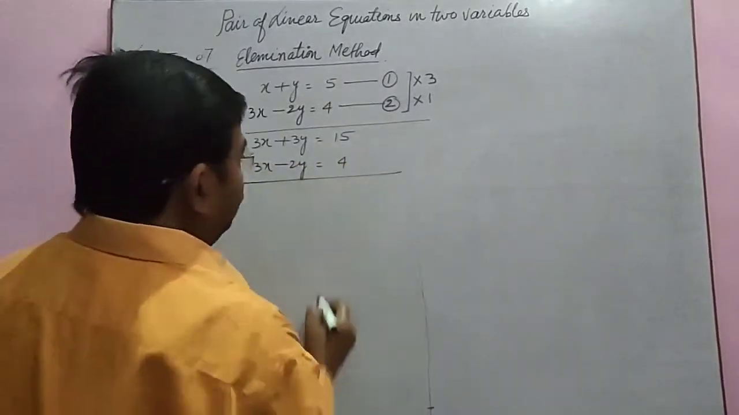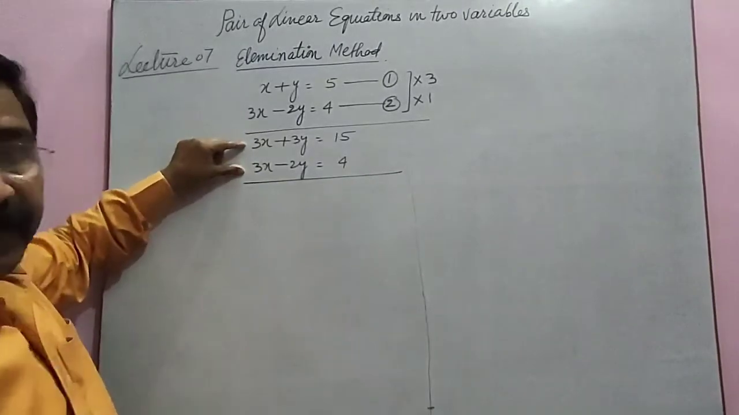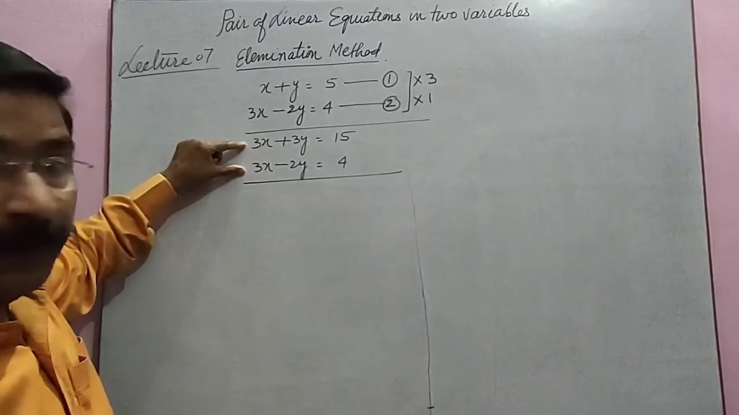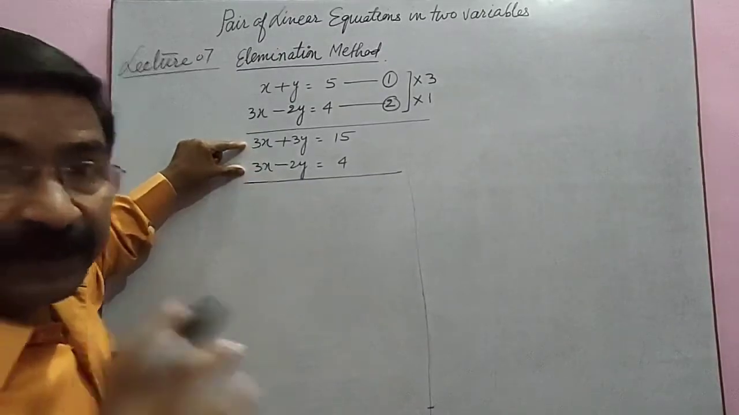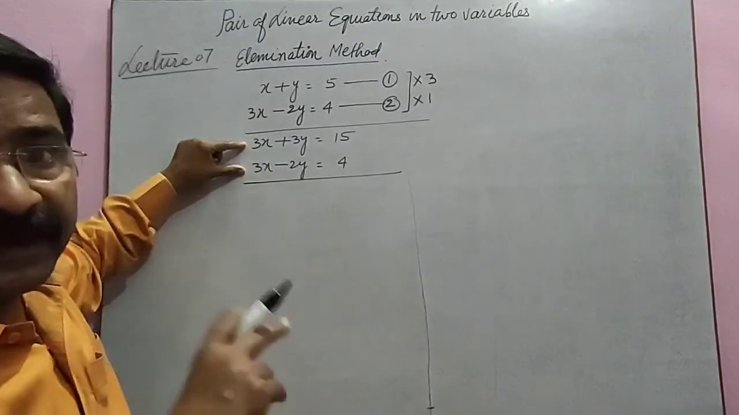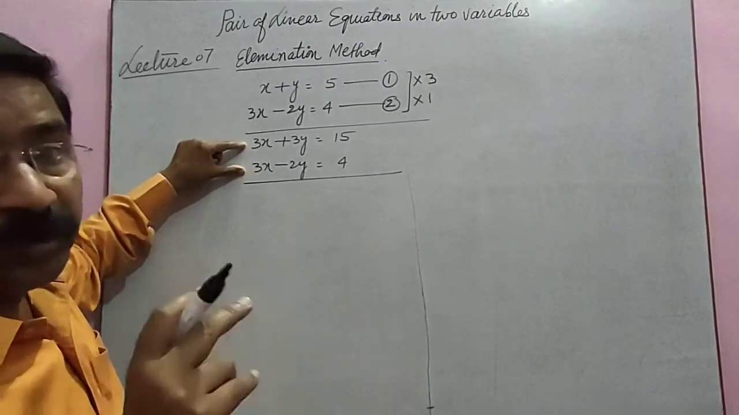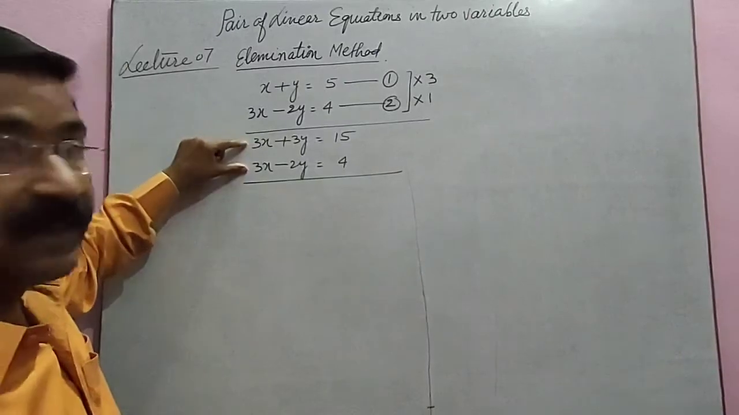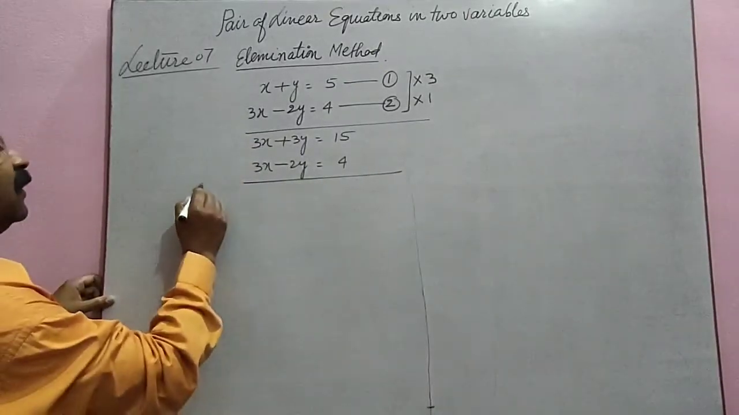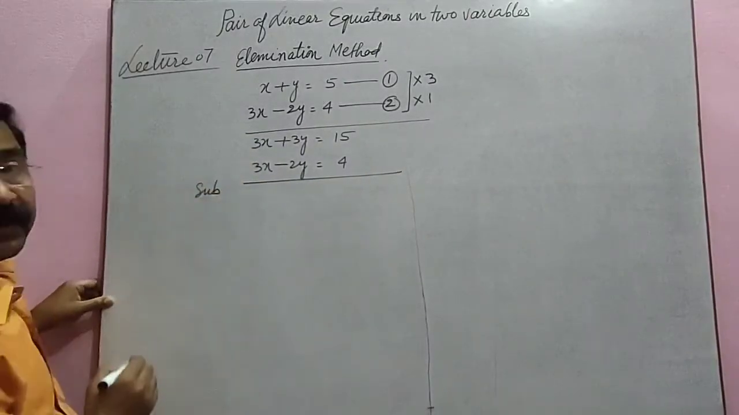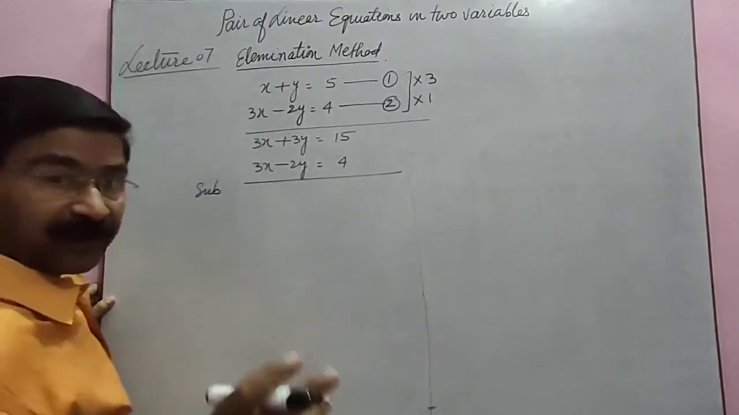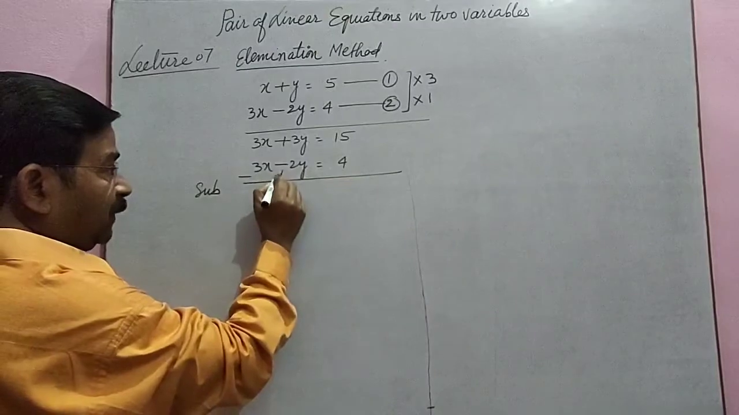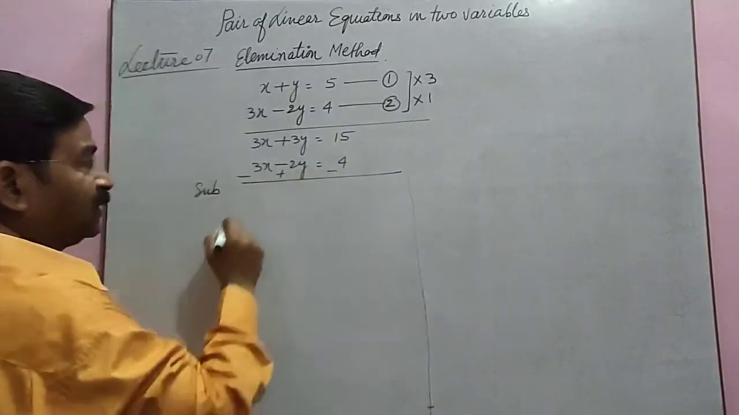Now let's see. Here we have 3x and 3x, the same coefficients. To eliminate, if they have the same sign, you have to subtract the equations. If they have opposite signs, you have to add the equations. Here we have 3x, the same sign, so you will subtract. And in case of subtraction, you know, the sign is changed. Here it becomes minus, it becomes plus, and becomes minus.